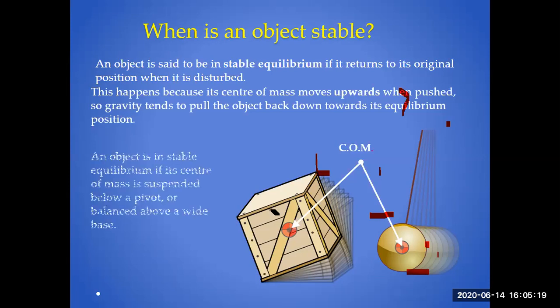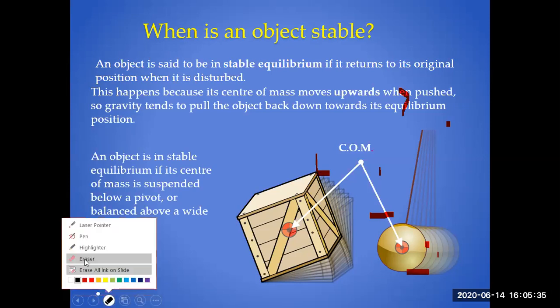Now, the object is in stable equilibrium if its center of mass is suspended below a pivot or balanced above a wide base. I have already explained, and again I am making it clear once again.